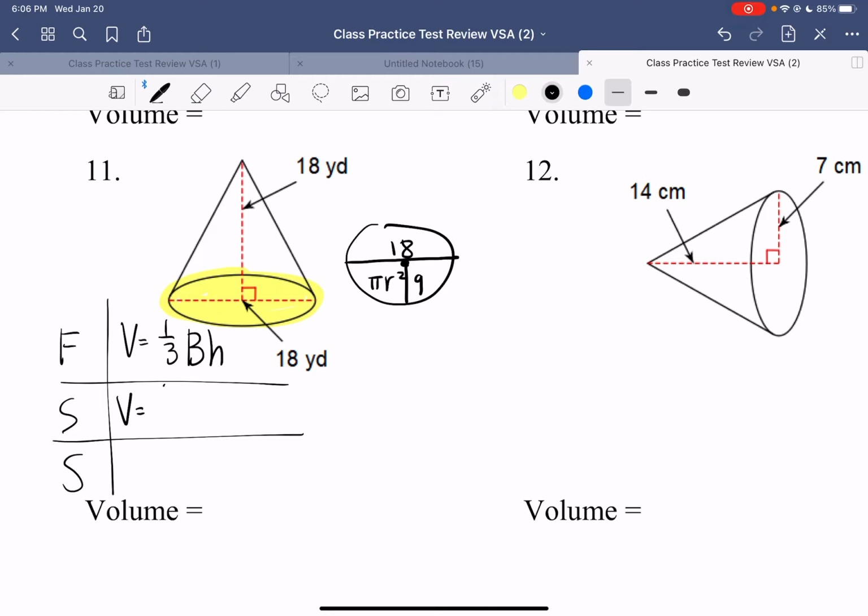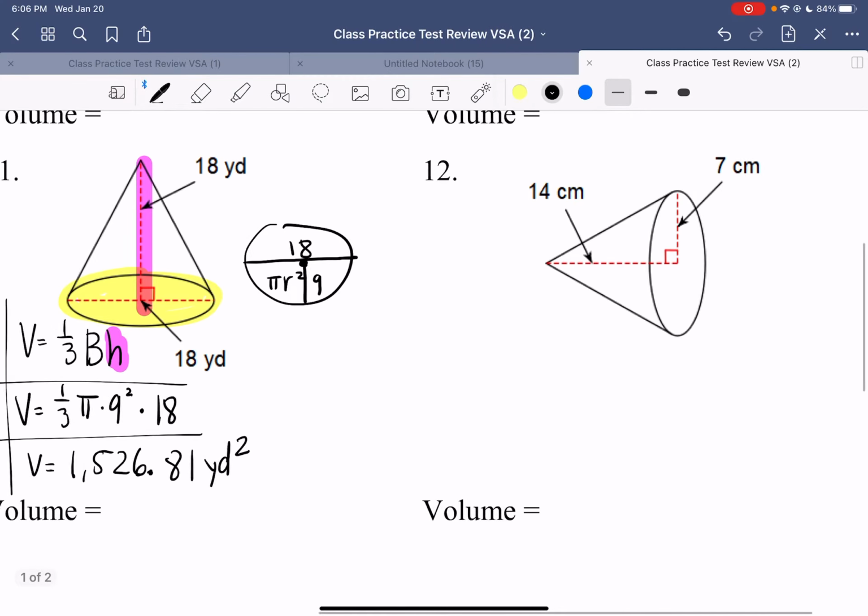So in our formula, we'll do 1/3 times pi times 9 squared times the height. Again, we have this height here, 18. So into your calculator, we'll go pi times 9 squared times 18 times 1/3. We get V equals 1,526.81, and that is yards squared.